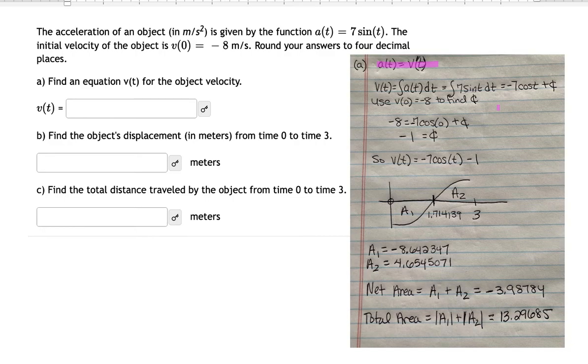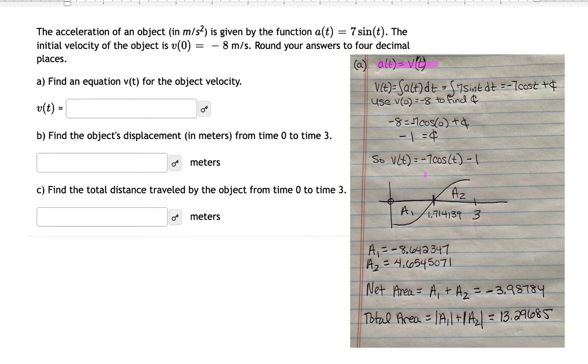Our initial value is -8. So I'm going to set up this equation so that I have -8 is equal to negative 7 cosine 0 plus our constant. And when I solve for our constant, we get -1. So our velocity equation in total should be negative 7 cosine t minus 1.